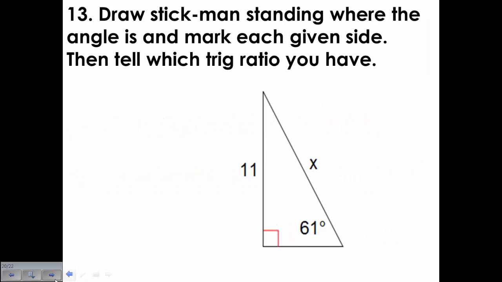In this picture, I want you to draw it and just label what they gave you. Draw a stick man where the 61-degree angle is. Label the 11, which is the farthest leg away from you, that's your opposite, and then label your hypotenuse, which is the x. Which ratio would be the opposite over the hypotenuse? And that's all we're going to do on that one. On the next lesson, you'll learn what to do to solve for x.